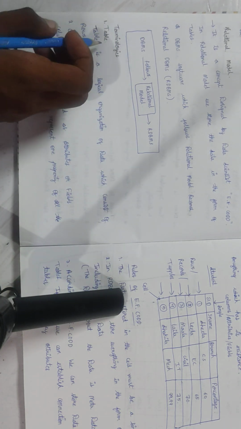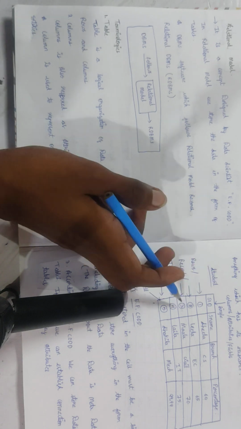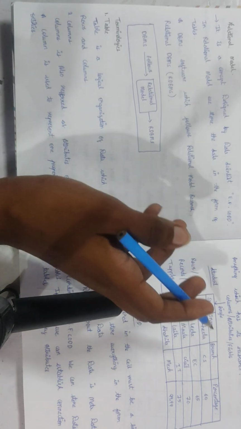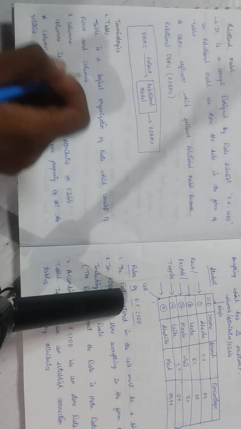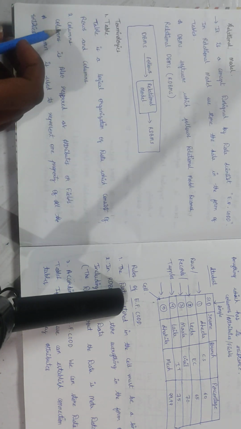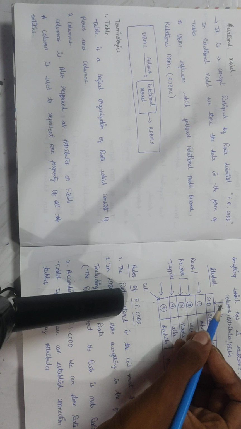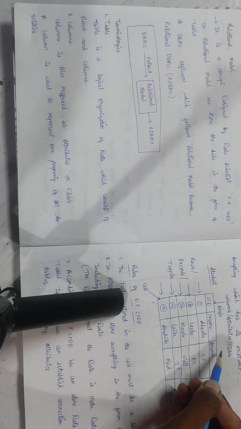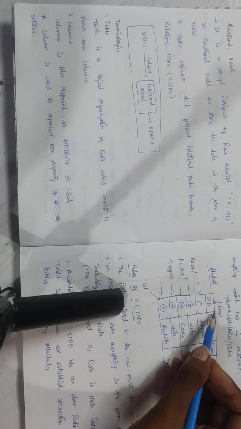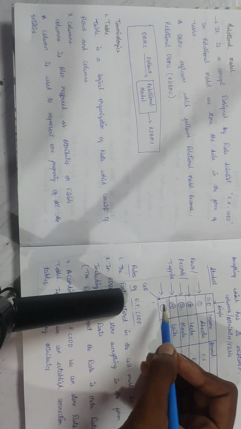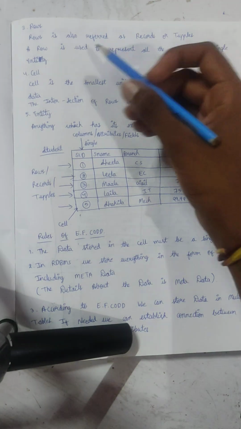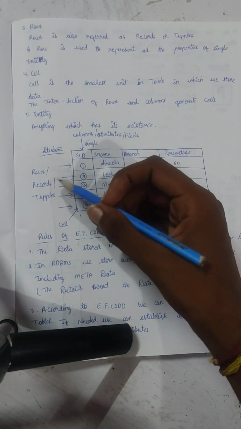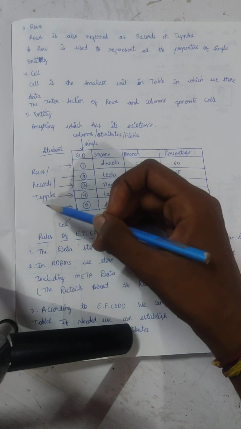Terminologies. Table. In a table we have rows and columns. It is a logical organization of data which consists of rows and columns. Columns are referred to as attributes or fields. It is a single attribute collection of all the entities. And rows are also referred to as records or tuples.